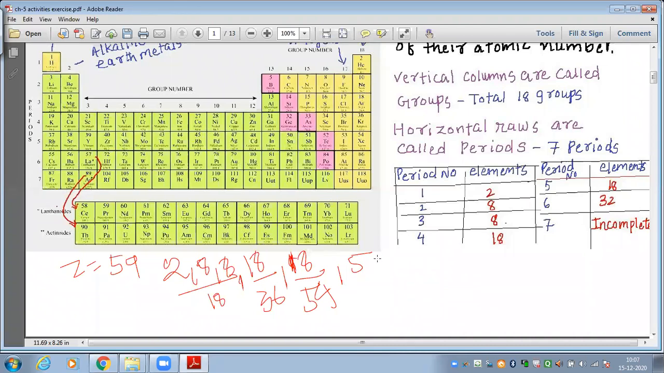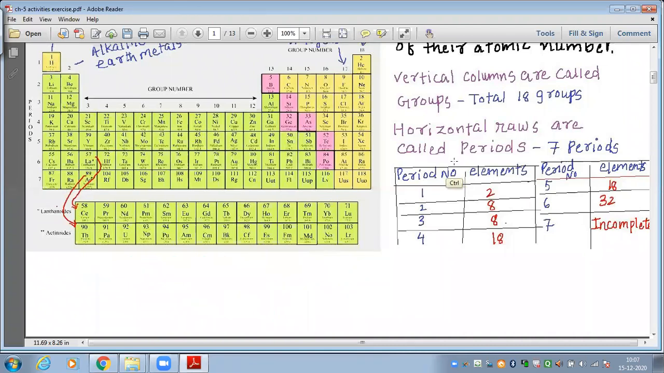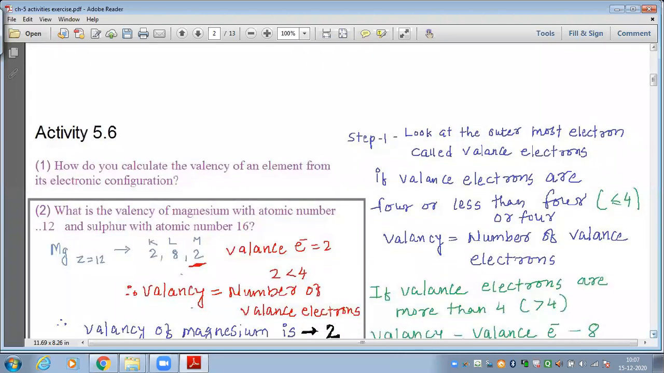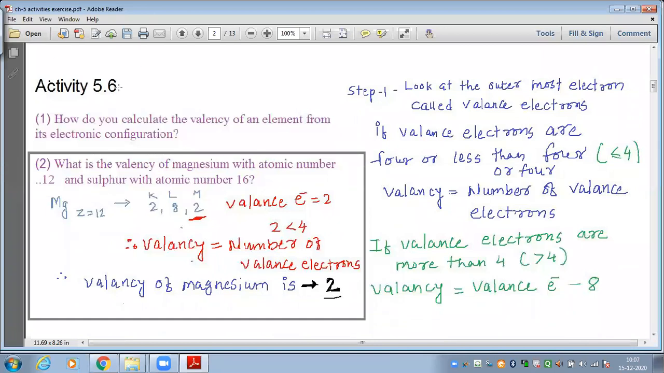So this is how, my dear students, we can write the electronic configuration for any element with any atomic number by using the number of elements present in the various periods of the periodic table. Now, my dear students, we want to study activity 5.6 from your textbook. You can read this activity in your textbook too. I have just tried to solve this activity.